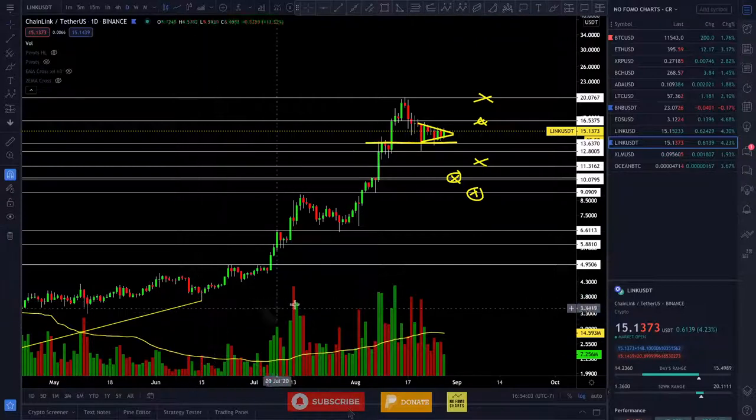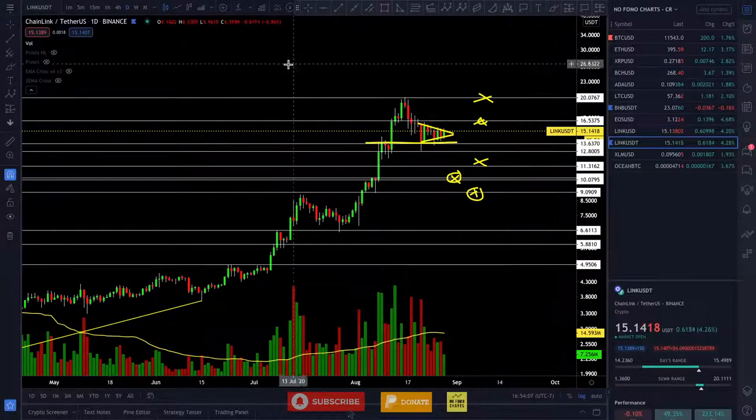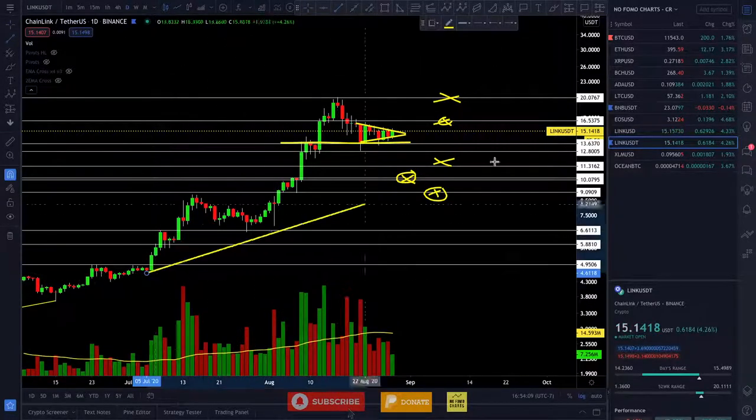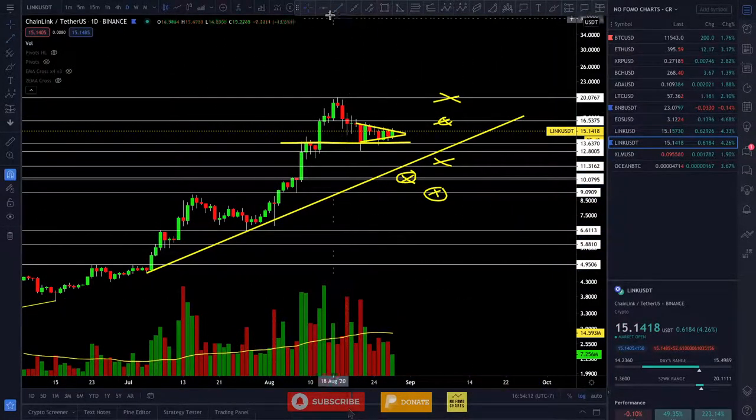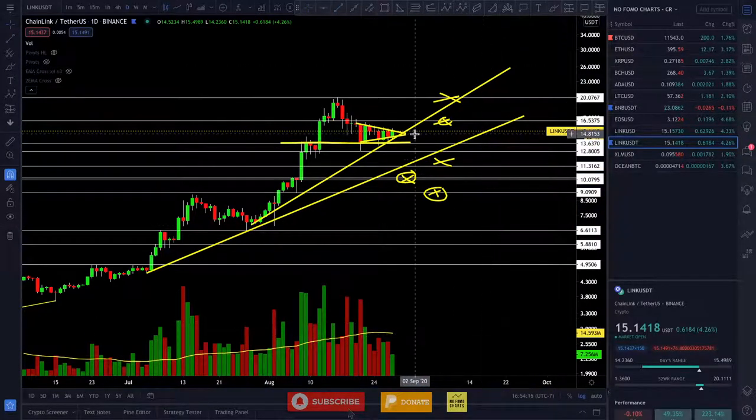Who has the most patience and emotional control? That is the question. It's the test. But also, who has the best analysis too. So let's bring this trend line in. Now it makes more sense.